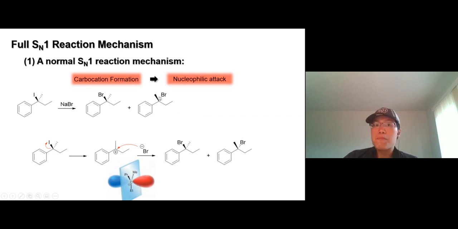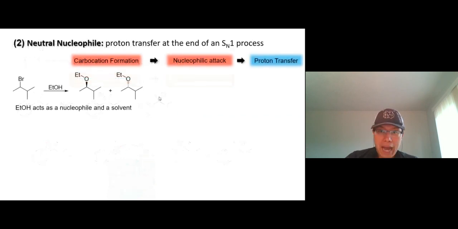Now, there could be additional steps, for example, proton transfer at the end. But I don't want you to memorize that there's going to be proton transfer at the end. There might be proton transfer at the beginning. There may be proton transfer in between carbocation and nucleophilic attack. Don't memorize that. I want you to play it by ear. When you draw the mechanism and say, hey, I need to do something on it, what can I do? And we go from there.